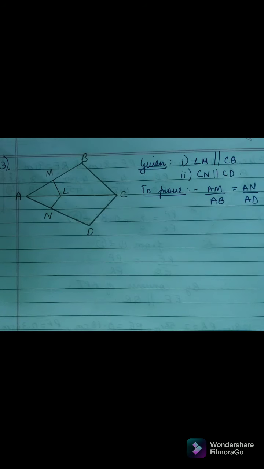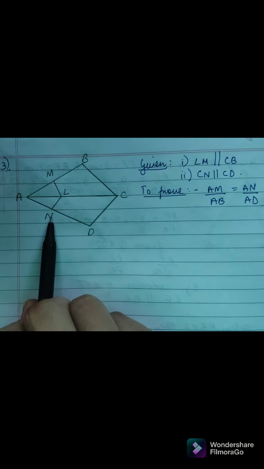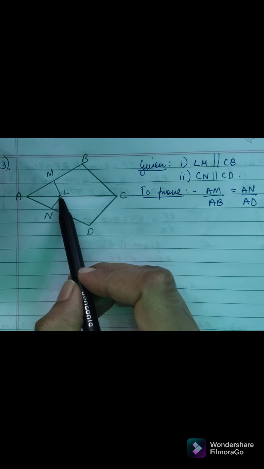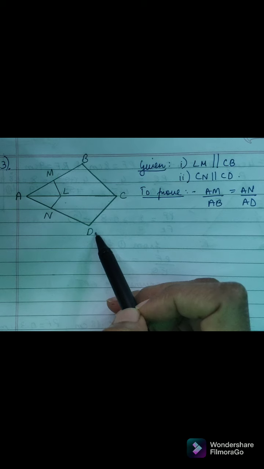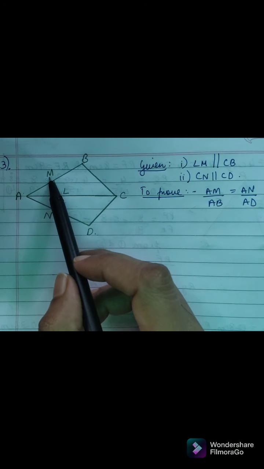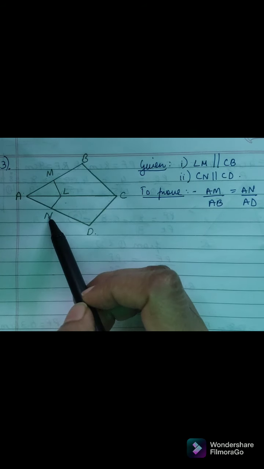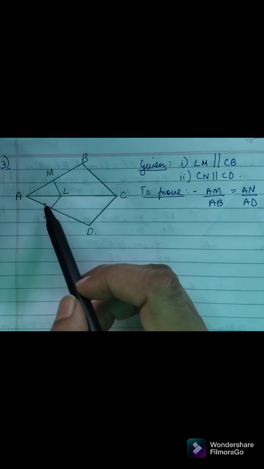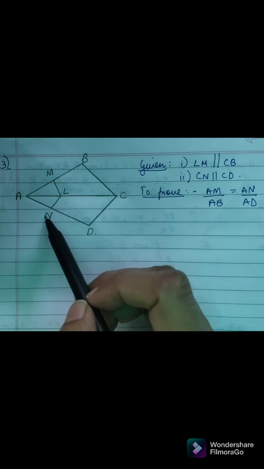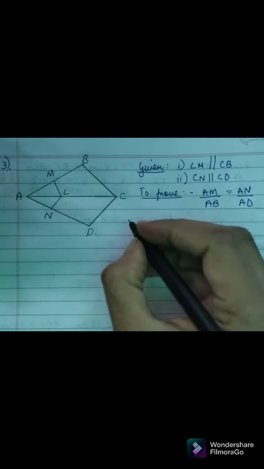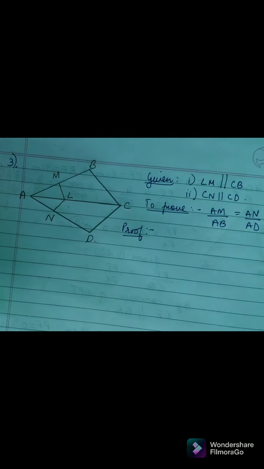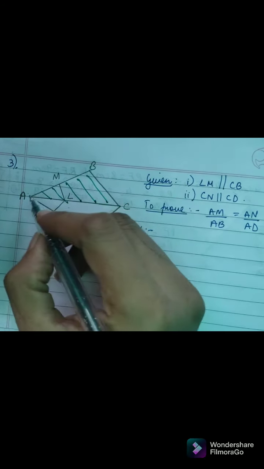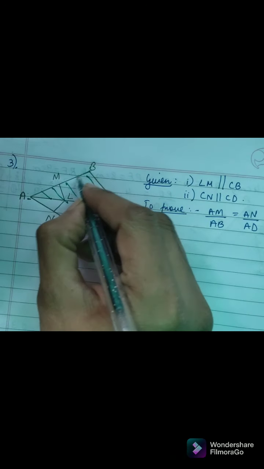Okay, coming to question number 3. It says in the figure, LM is parallel to CB and LN is parallel to CD. We have to prove AM upon MB is equal to AN upon ND. So let's start with the proof. Okay, first I'm taking this triangle ACB. Can you see this triangle?